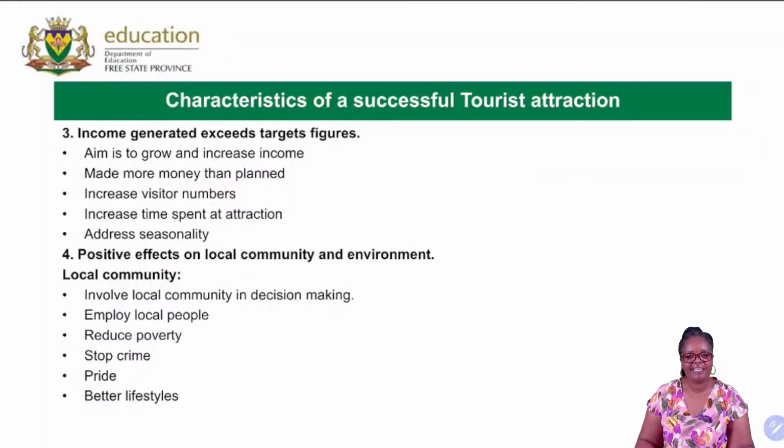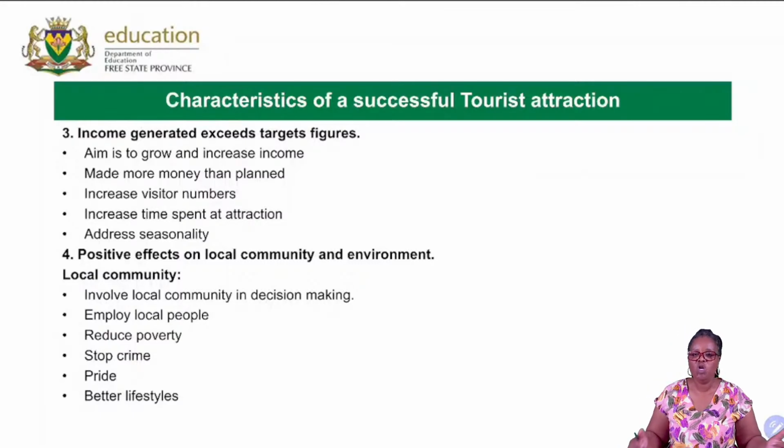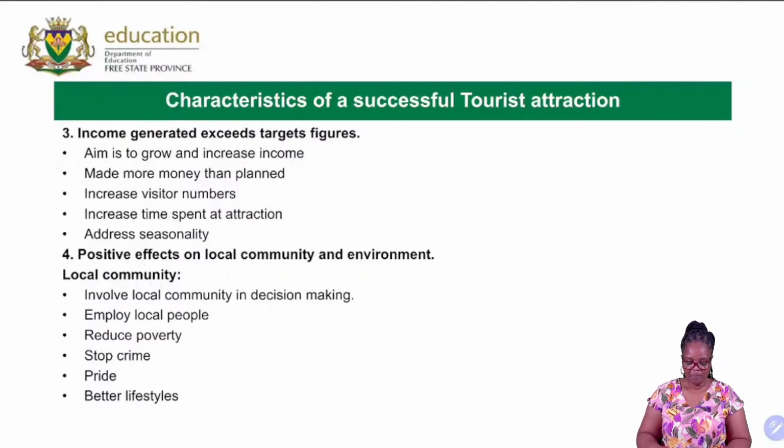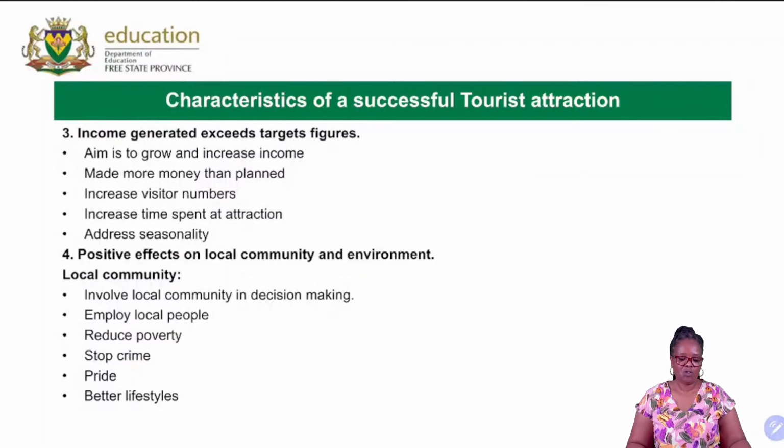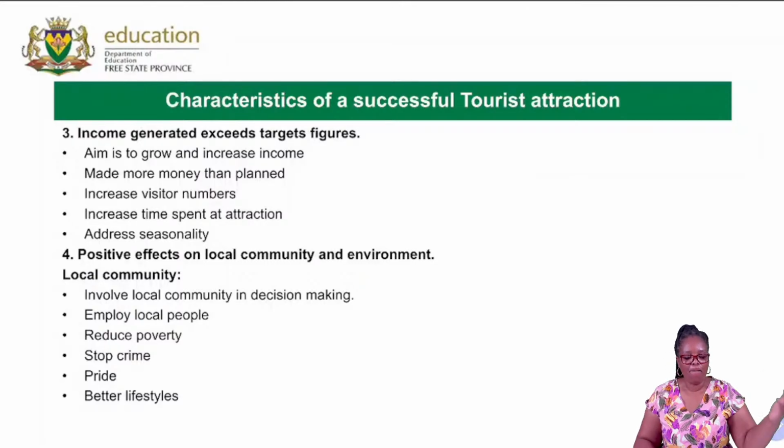Remember, attractions attract tourists, and the money comes only through the tourists. Attractions get their money from tourists. No tourists, no income, no money for the attraction. So you have to make sure that you increase visitor numbers. How are they going to increase the visitor numbers to have more income generated?